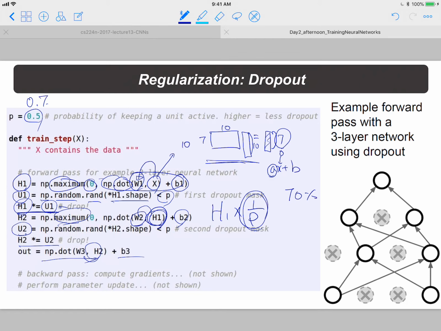Anyway, by doing this, we don't actually need to change anything in the testing code. Okay.